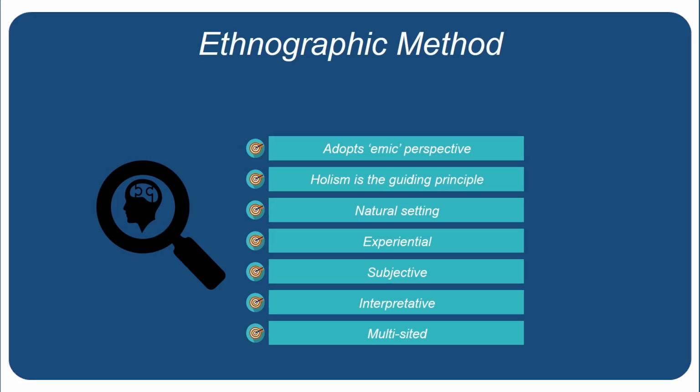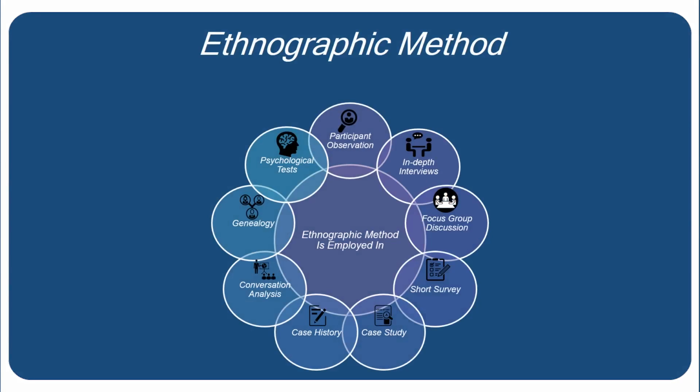Then ethnographic research is subjective. It is the experience of the researcher as well as the respondent. It is interpretive because the research needs to be described and explained. In some cases, the research is carried out in multiple locations, and this is nowadays called multi-sited ethnographic method. In this ethnographic method, the important techniques used are participant observation, in-depth interviews, focus group discussions, sometimes even short surveys like household surveys, and case studies. Case histories are also used, even conversational analysis, genealogy, and some psychological tests are also employed in the ethnographic method.